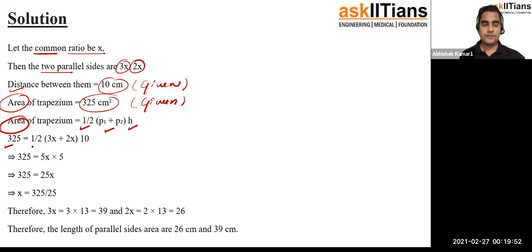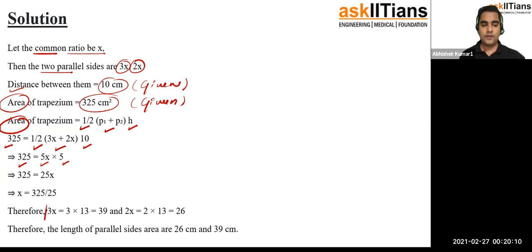So they substituted the value. So they got 325 is equal to 1 over 2 into 3x plus 2x into 10. So you will be getting 325 is equal to 5x into 5, because this 2 will cancel this 10 5 times. And after the simplification, the value of x which you are going to get is 13.